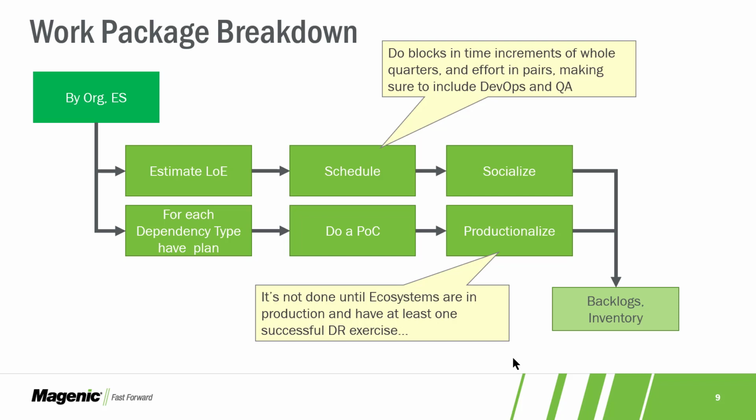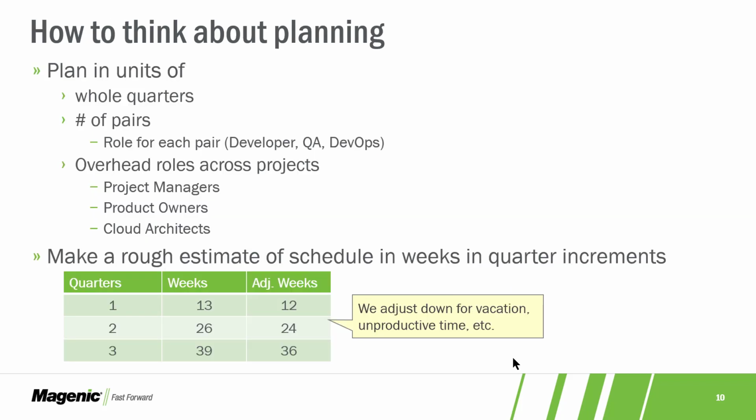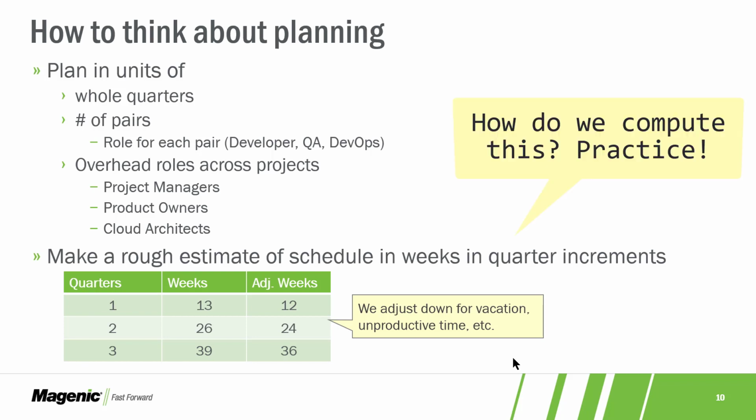And for each dependency, we need to have a plan. And in some cases where we're replacing dependency types, that is to say, we're switching, for example, from MSMQ to RabbitMQ, we probably ought to do a POC and figure out how to productionalize each of the dependencies. And again, we'll update our backlogs or our inventory as a result of that process. So we want to think about how to think about planning. If we can't do our normal BAME curves or agile curves or Kanban estimates, then what we need to do is use our t-shirt sizing model to plan in units of whole quarters and number of pairs.